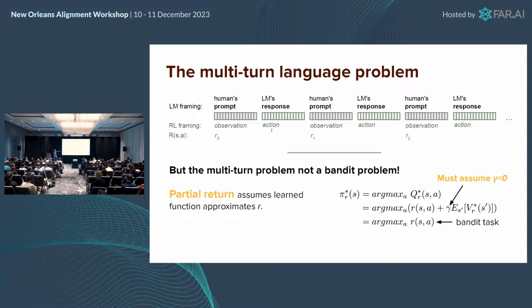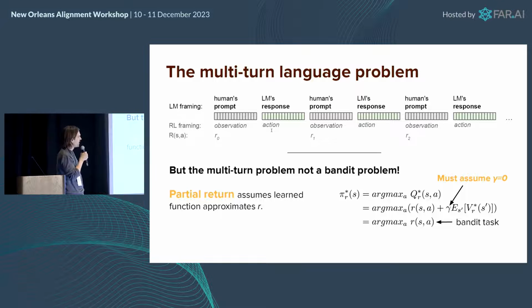And so this decision rule that you see at the very bottom right, that is being applied for RLHF fine-tuning, to derive that from a sequential task, we have to assume that the discount factor gamma equals 0 to make the next state value drop off. And this is an arbitrary assumption for an underspecified problem.